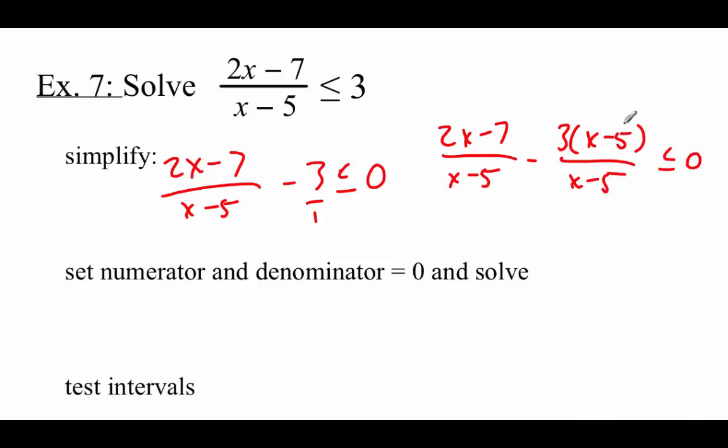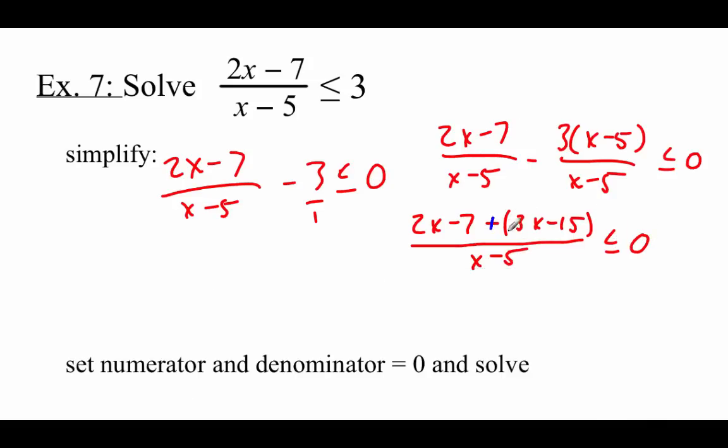I'm going to distribute this 3 through there so that we can put our two fractions together. We get 2x minus 7 minus 3x minus 15 all over x minus 5 is less than or equal to 0. I guess I'm going to need a little bit more room here. Now I'm going to distribute this negative and combine some like terms. So 2x plus a negative 3x is negative x, and negative 7 plus 15 ends up being plus 8 all over x minus 5 is less than or equal to 0.